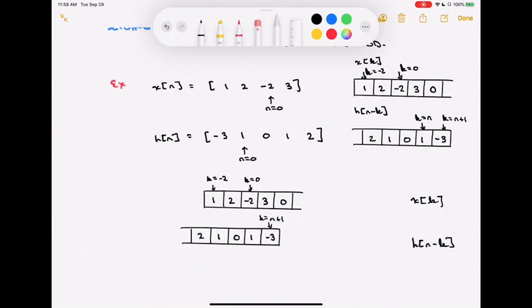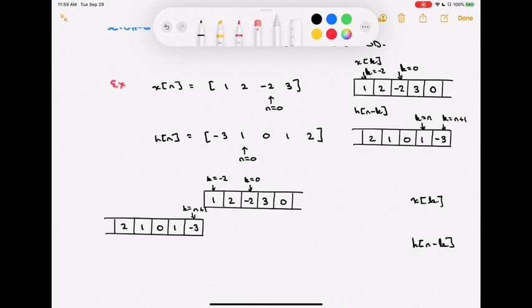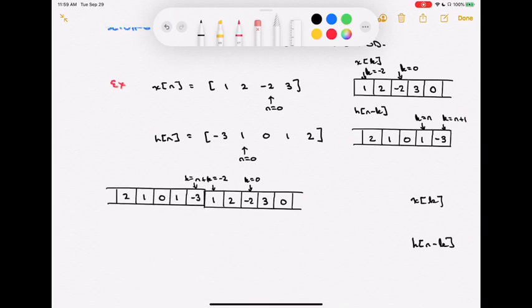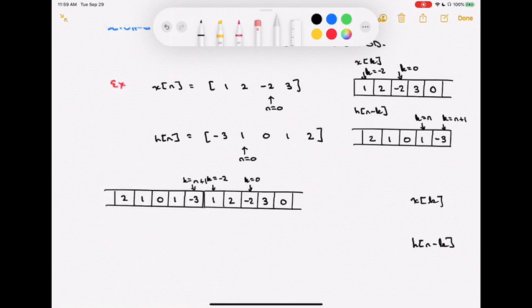As long as there's no overlap, the product of x of k and h of n minus k is all zeros, and if you sum up a bunch of zeros, you get zero. How long does that happen? It happens up to the point where the rightmost element of h of n minus k is just to the left of the leftmost element of x of k. That occurs when n plus 1 is less than minus 2.